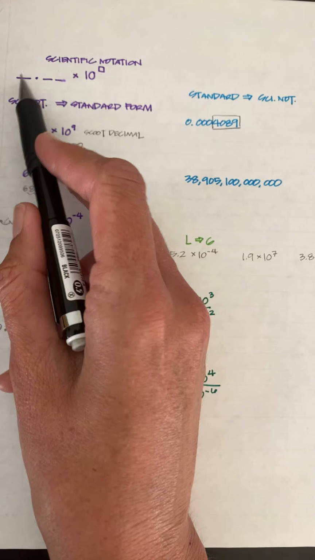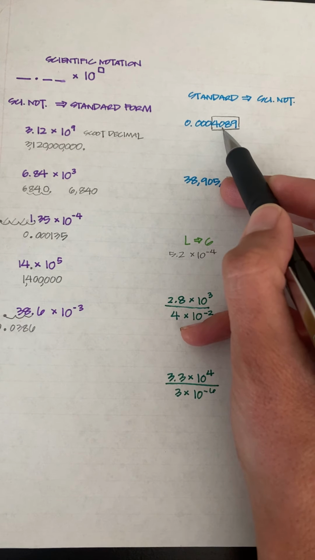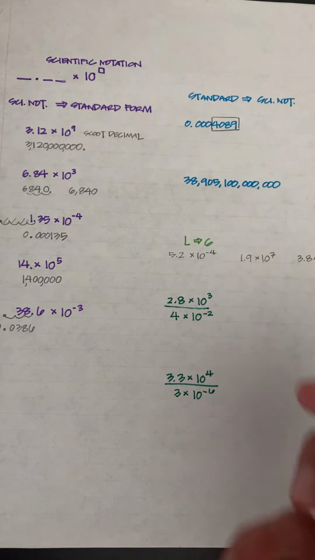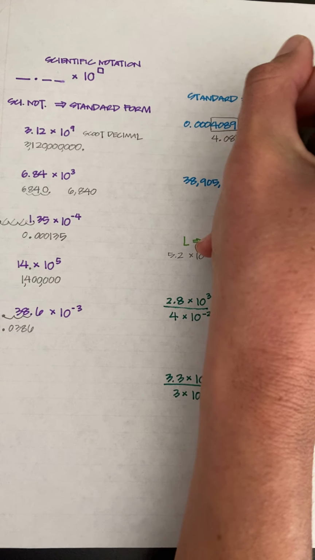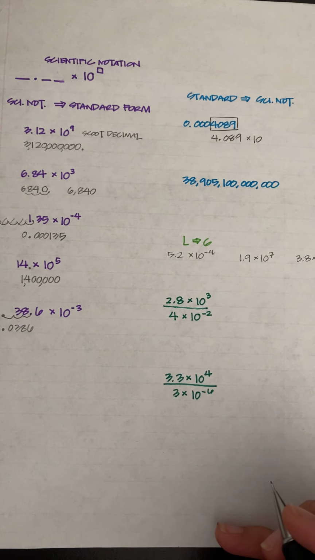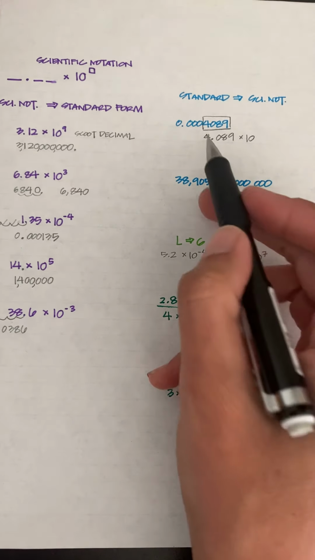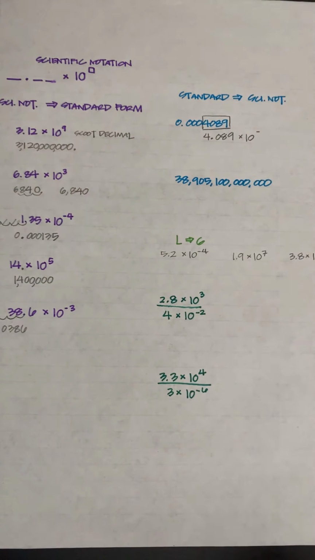So we need number, point, number, number. So the decimal goes after the first digit. So in here, it's going to be 4.089. Now, up top, it always says that it's going to be times 10. And then since this is a small decimal, our exponent will be negative.